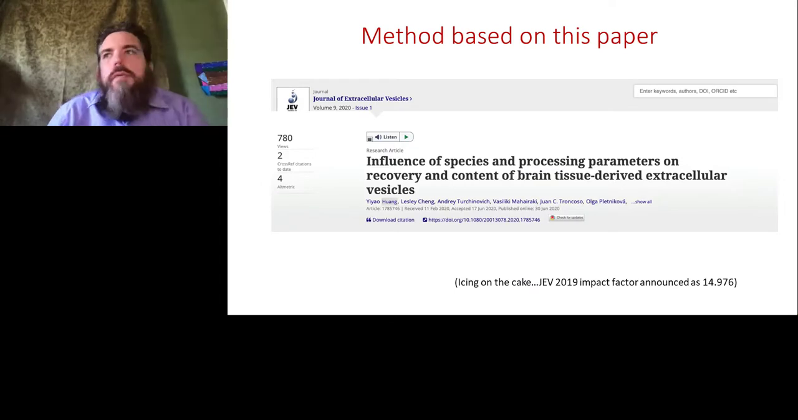And so this method, then, we published this modification of the method in the Journal of Extracellular Vesicles. And the kind of icing on the cake was that this was the first paper that was published in JEV right after the 2019 impact factor was announced. I'm not a big fan of impact factors, but just getting an impact factor for a young journal is a big step, and I think is a testament to the hard work that a lot of members of the community put into building this journal.